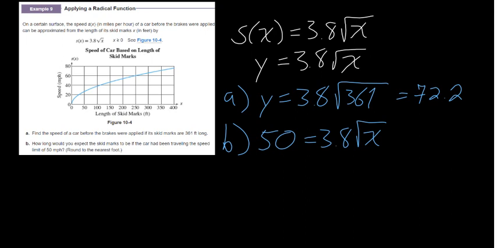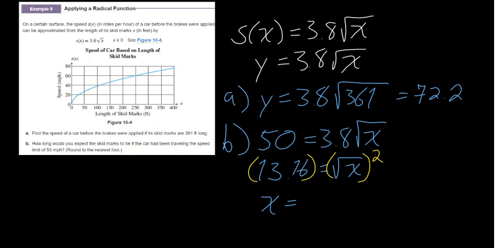That gives about 13.2, and we'll use 13.16 since we're going to square it anyway. Then we square both sides, so x is equal to that squared. It says to the nearest foot, so it's not an equal sign, let's put a squiggle: approximately 173.